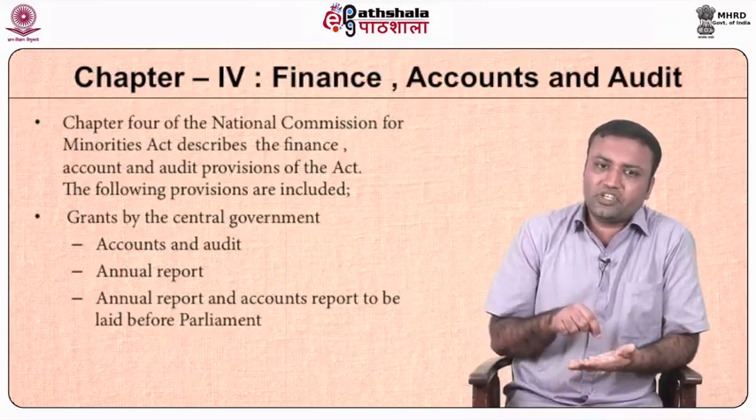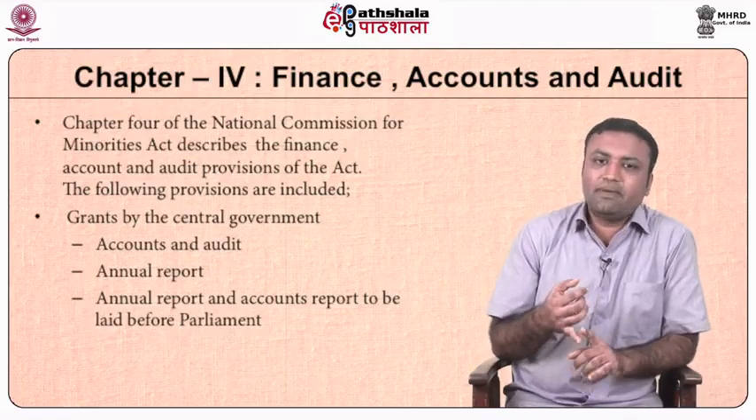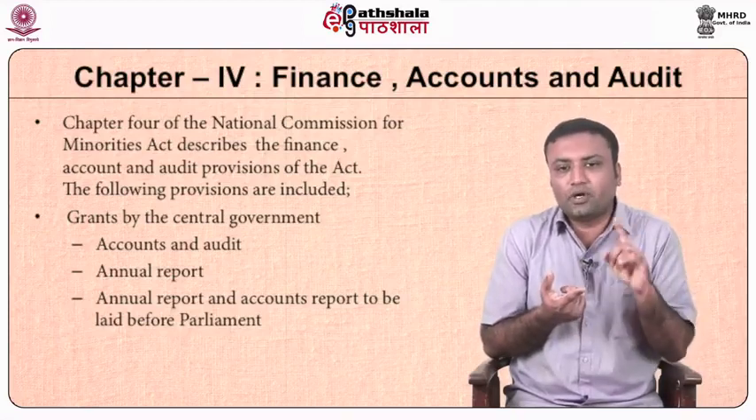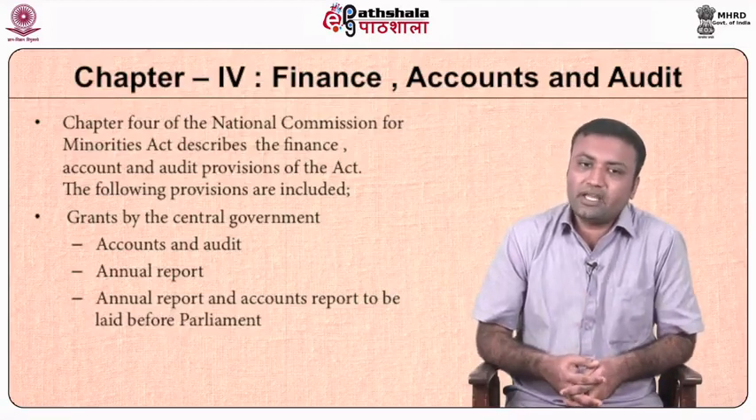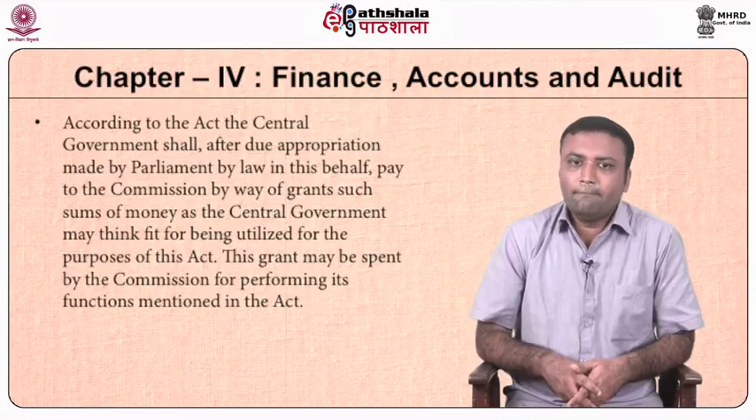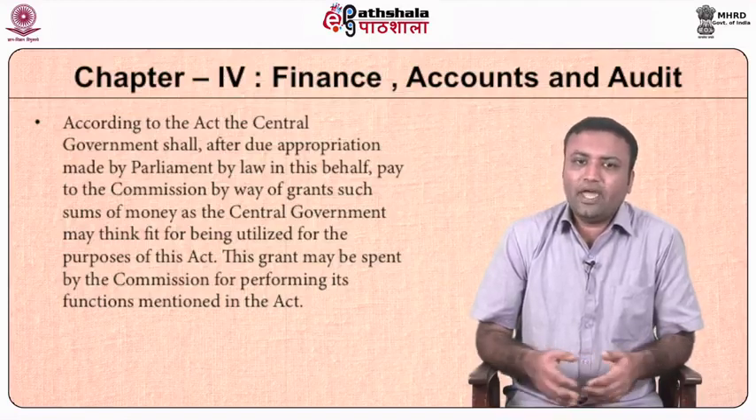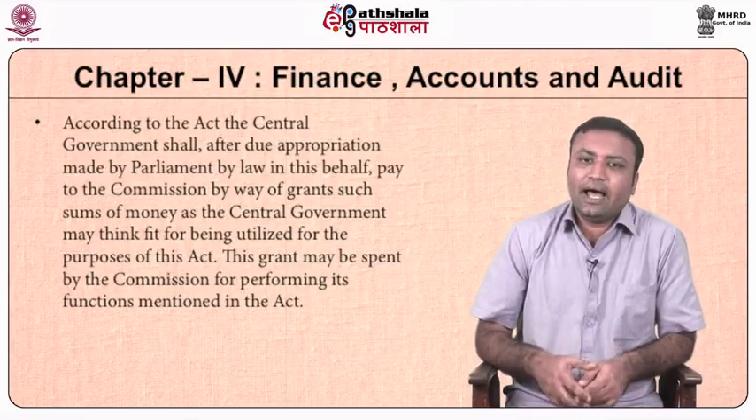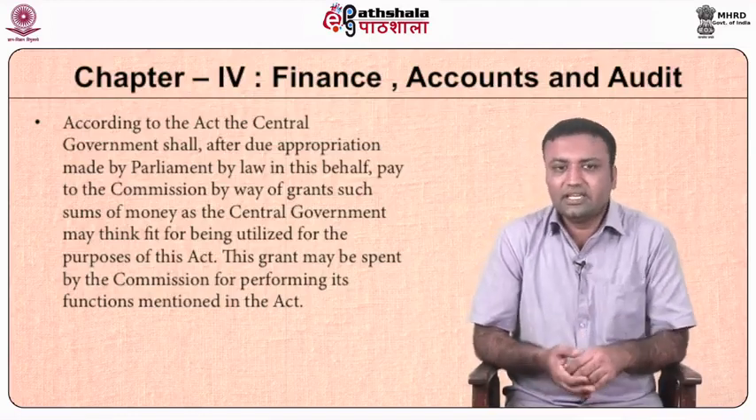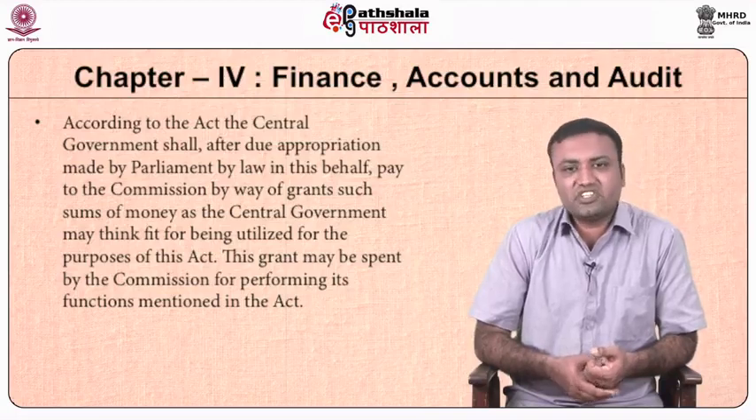Chapter 4 of this Act mentions the finance, account and audit provisions, specifically on the grants by the central government, accounts and audit, annual report, and accounts report to be laid before the Honorable Parliament of India. According to the Act, the central government shall, after due appropriation made by Parliament by law in this behalf, pay to the Commission by way of grants such sums of money as the central government may think fit for being utilized for the purposes of this Act. This grant may be spent by the Commission for performing the functions mentioned in the Act.